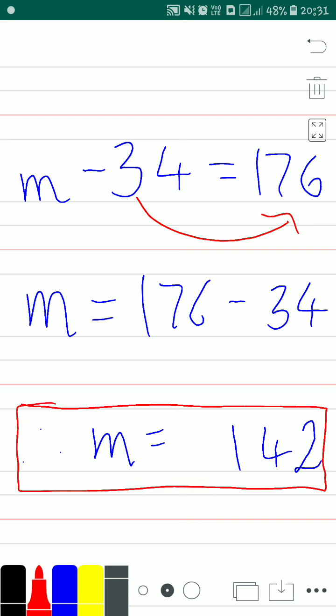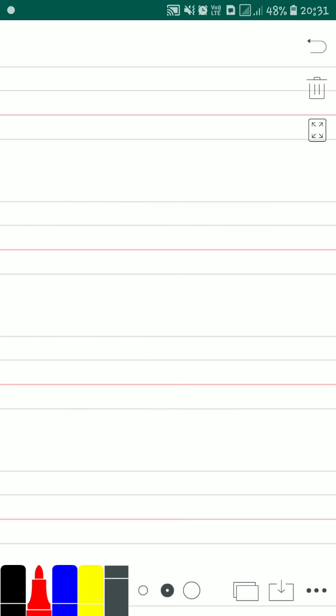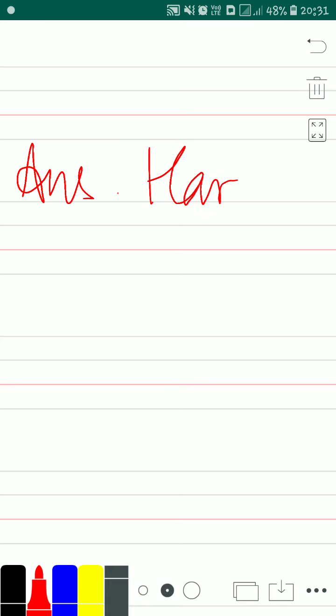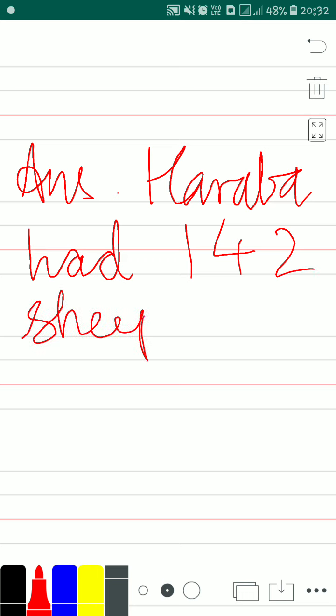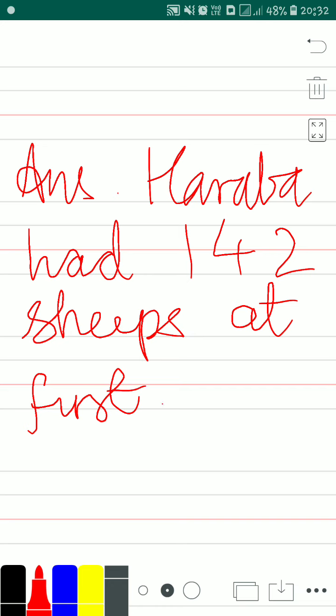And you have to write the final answer in this question. So we write Haraba had 142 sheep at first. Okay, this is your answer.